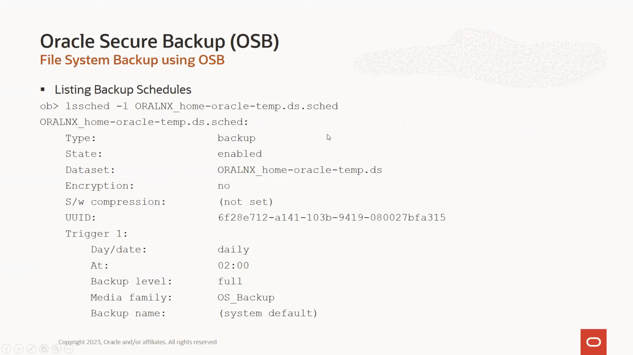To display the details about the backup schedules, run the obtool command lssched as shown in this slide here. You can see that this particular schedule is going to run daily at 2 a.m., using this media family, and this is the dataset that will be backed up.